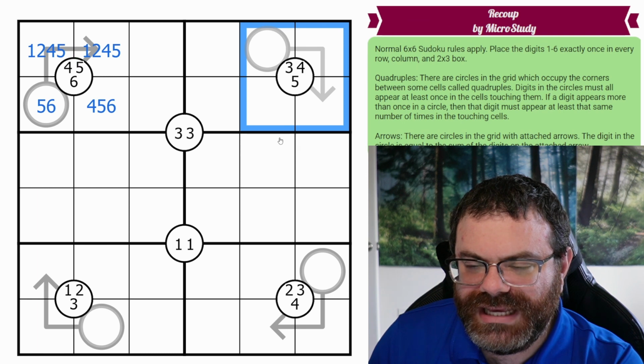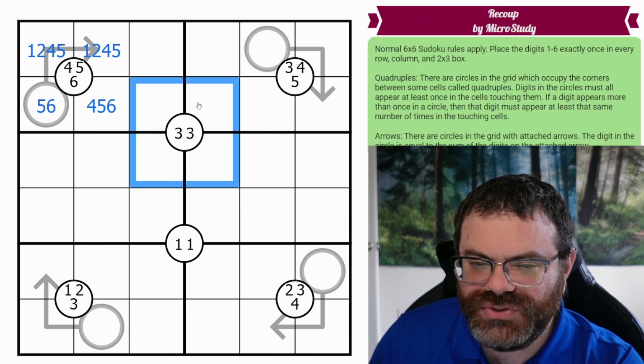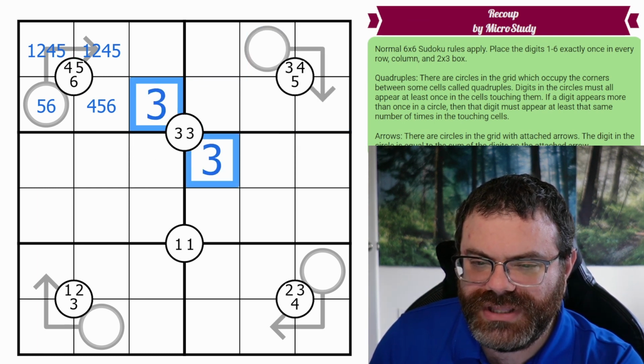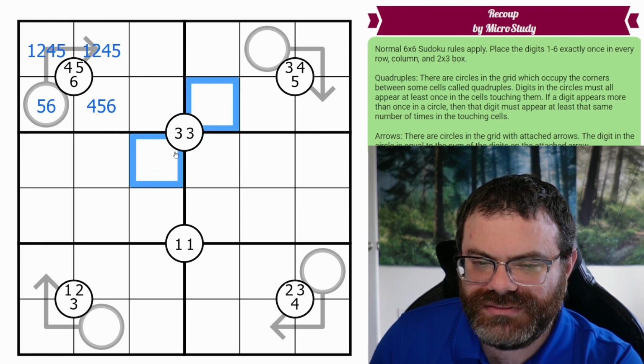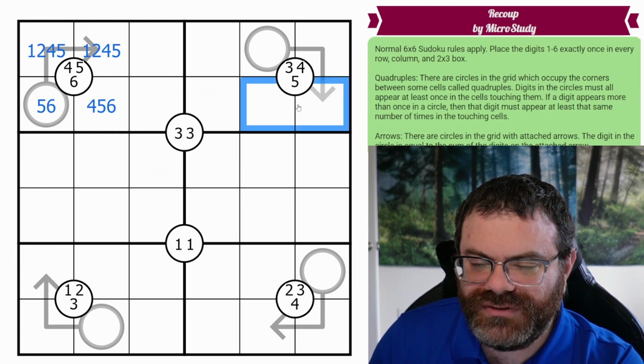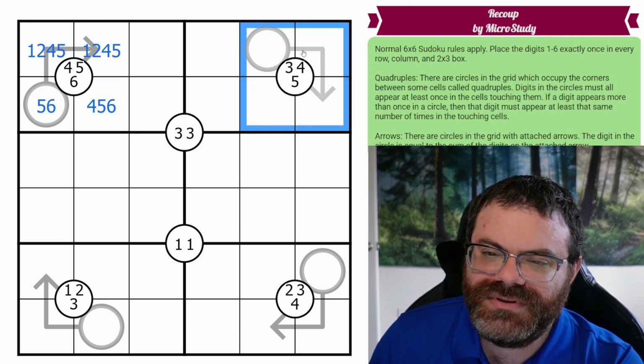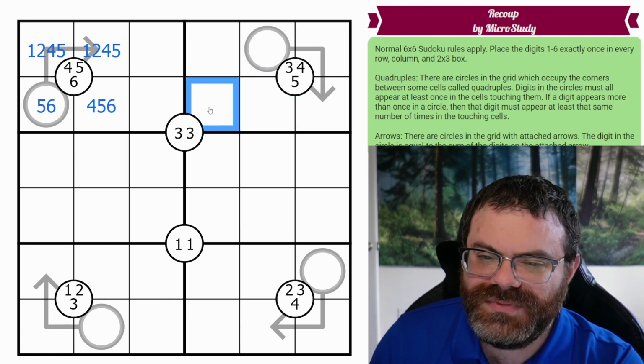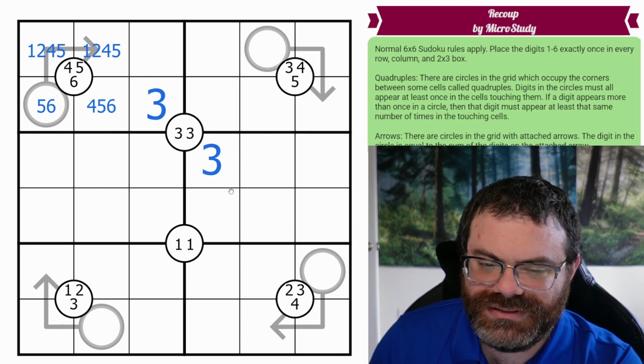So I guess one thing to mention here is there are 2 3s in this quad, which go like this, or they go like this. Either way, there's no 3s over here. And this quad needs a 3 in it. Okay, well, it's even simpler than that. This quad needs a 3 in it, which means this can't be 3, or we're not putting a 3 in this quad. So the 2 3s go like this.